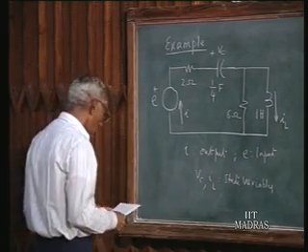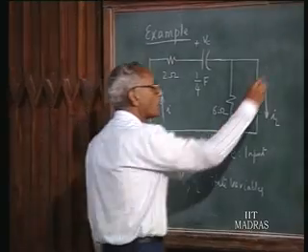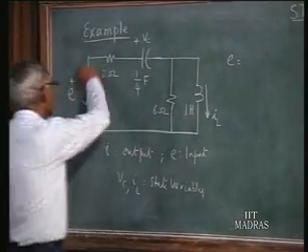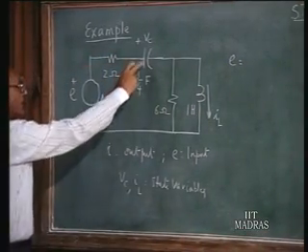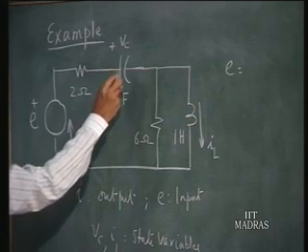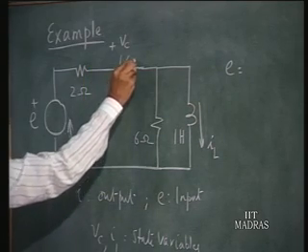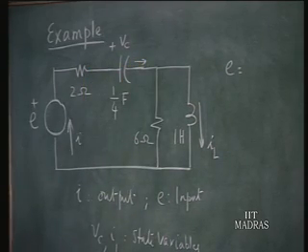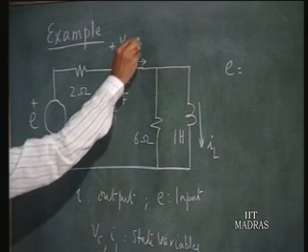Now, we have E equals the current; this is Vc, therefore, the current in this branch is C dVc/dt, that is 1/4 Vc dot.